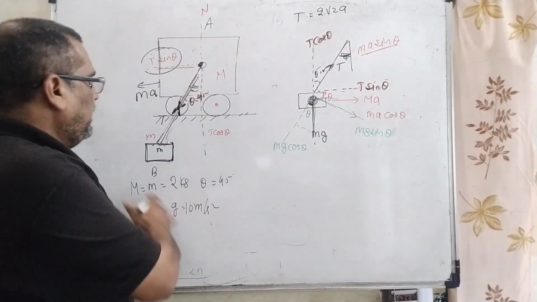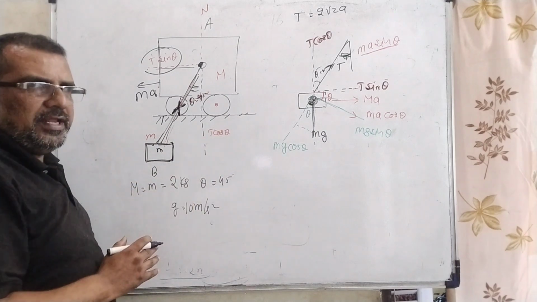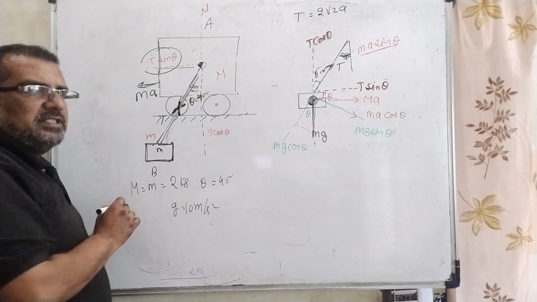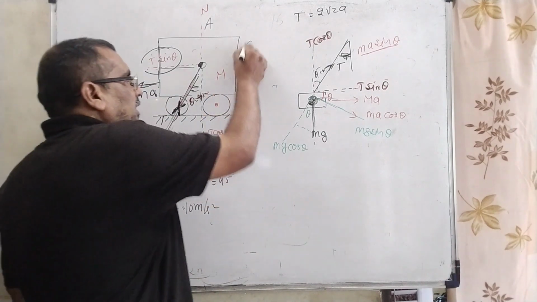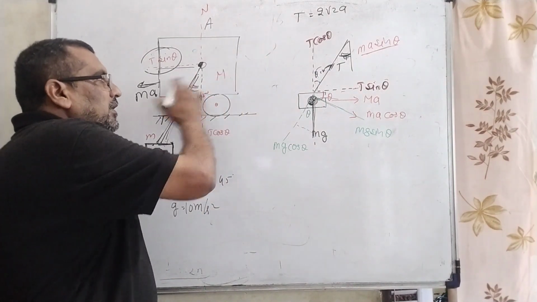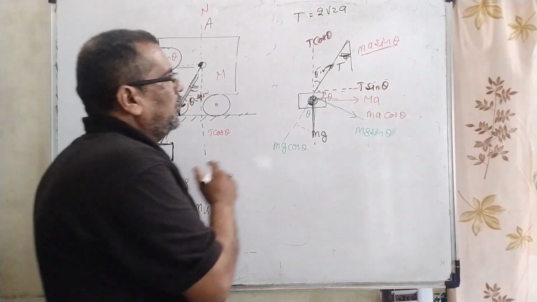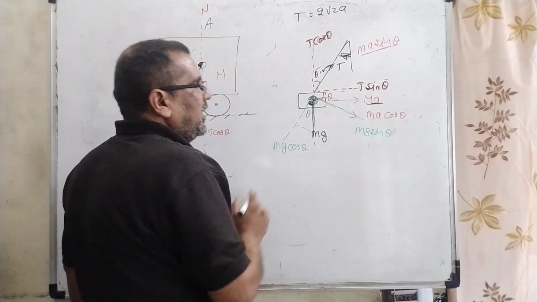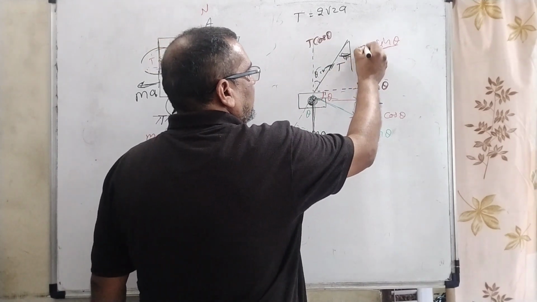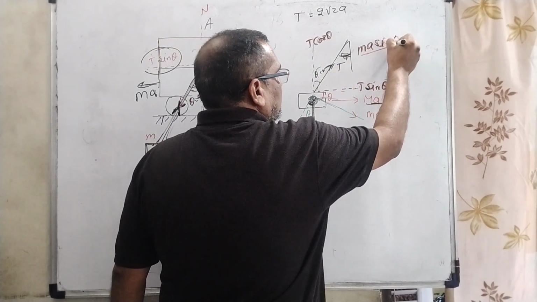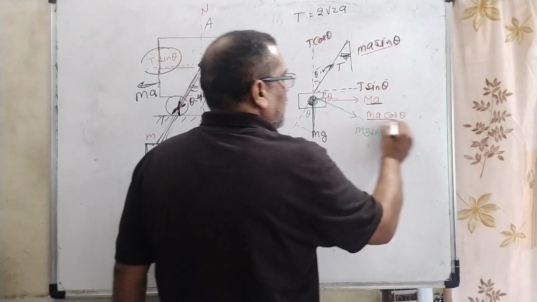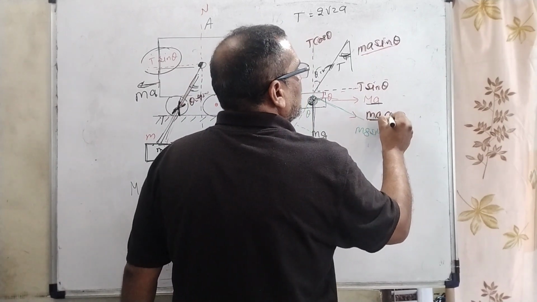As you know, when it is released, it moves in the forward direction, and at that time pseudo force is acting on it on the card, and it becomes a non-inertial frame because it is moving. So ma is acting in the forward direction, and we have to divide it into two components in the direction of T, that is ma sin theta, and here theta is 45, and ma cos theta.